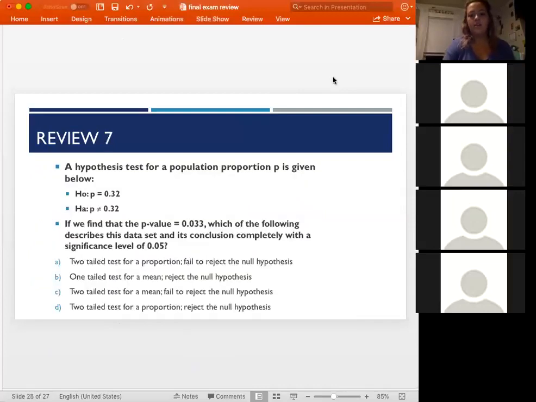All right, so here's a hypothesis test for population proportion. If we find that the p-value is 0.033, which of the following describes this data set and its conclusion completely with a significance level of 0.05? Let me know what you think about this answer, and then we will go over it together.